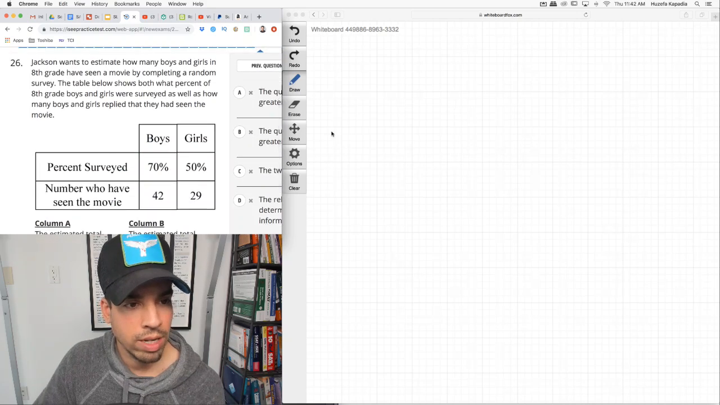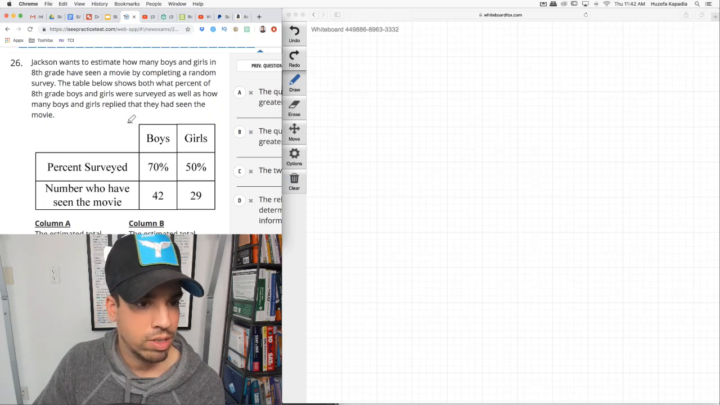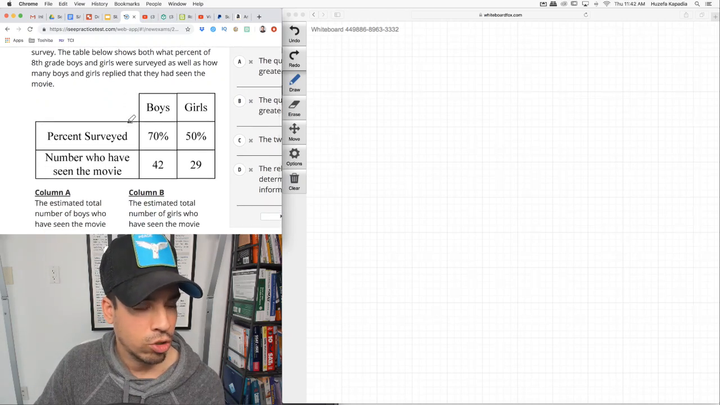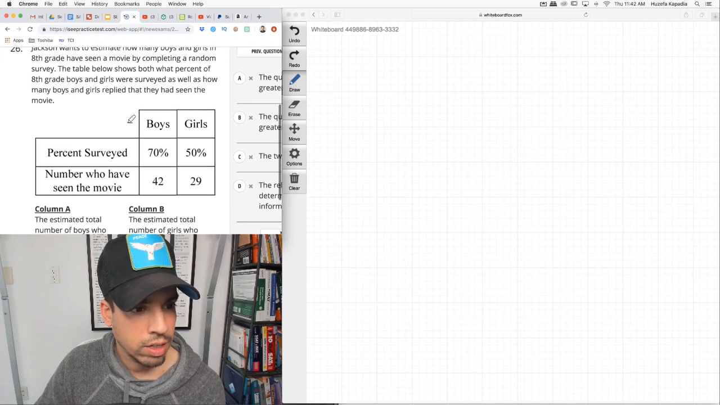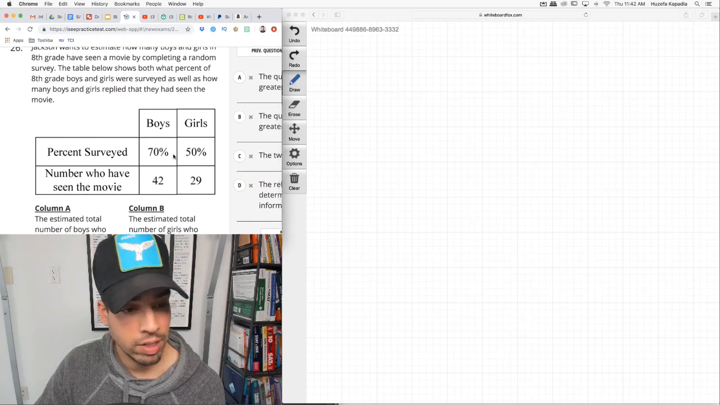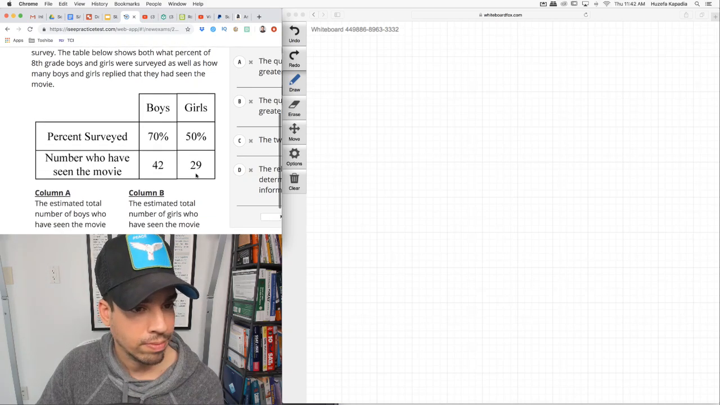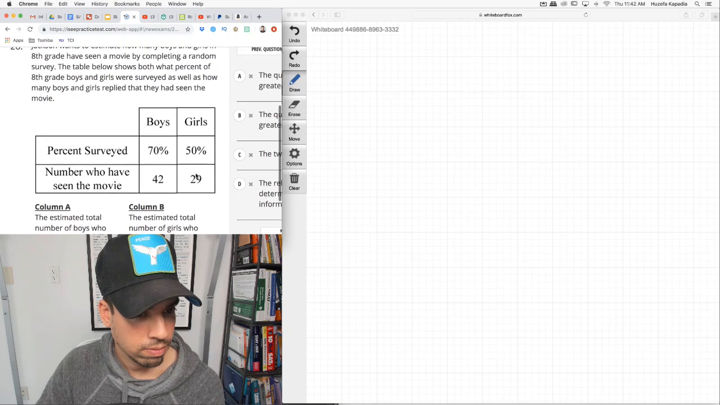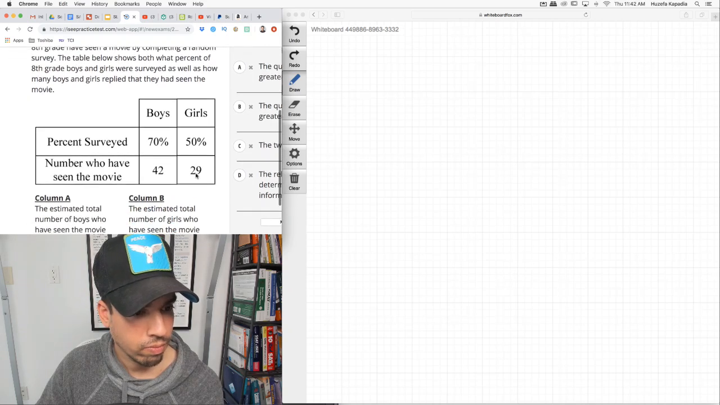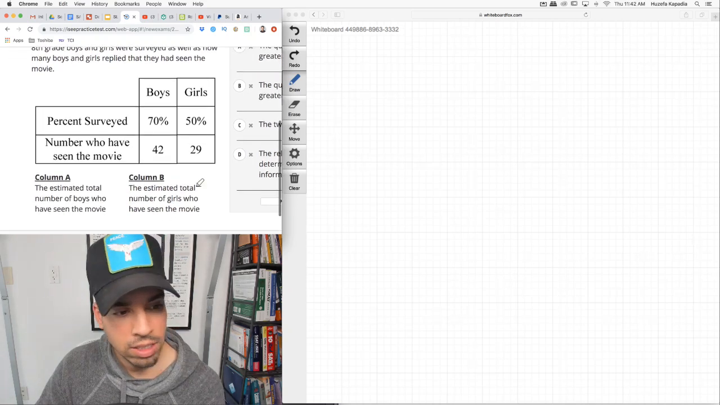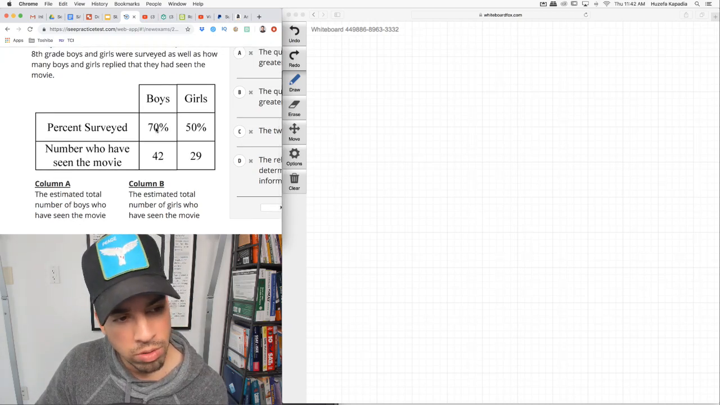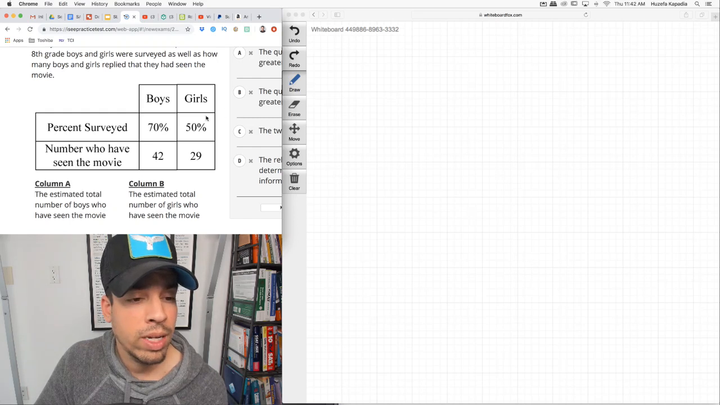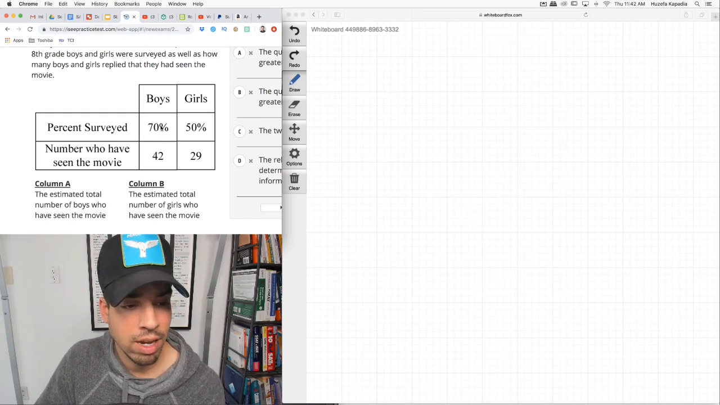Jackson wants to estimate how many boys and girls in 8th grade have seen a movie. The table shows the percent of 8th grade boys and girls who were surveyed. All right, so this means not everybody was surveyed. So just 70% were surveyed, they got this number. 50% were surveyed, got this number. Okay. The estimated total number of boys who have seen the movie.